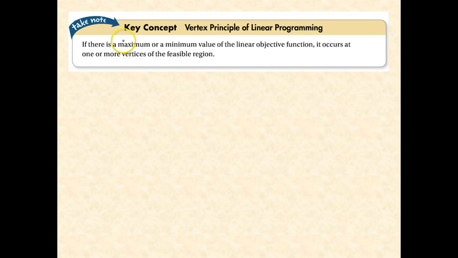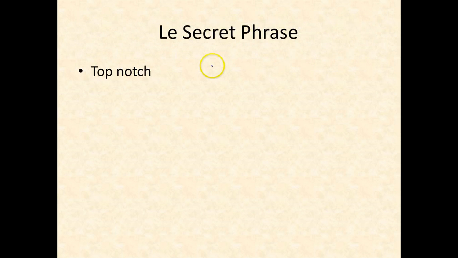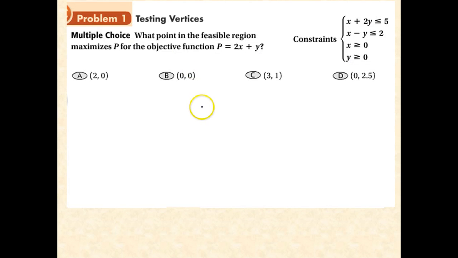If there is a maximum or minimum value of the linear objective function, it occurs at one or more of the vertices of the feasible region. Top notch. That's your secret phrase, top notch.